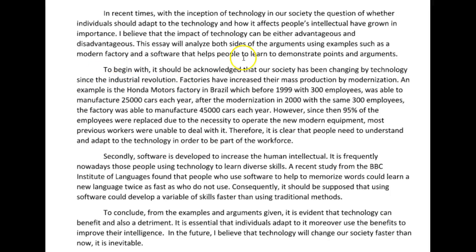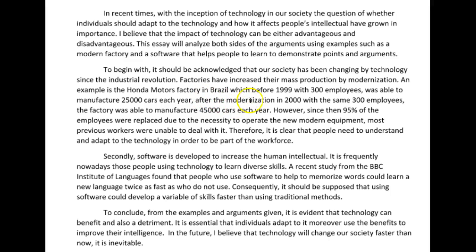To begin with, it should be acknowledged that our society has been changed by technology since the Industrial Revolution. Modernization has led to factories increasing the rates of production. One example of this is the Honda Motors factory in Brazil, which before 1999, with only 300 employees, was able to manufacture 25,000 cars every year. I would use a semicolon here. A semicolon is used to separate two distinct sentences that are related.